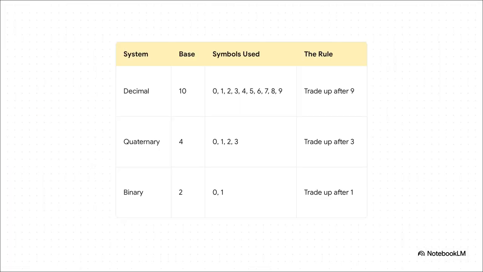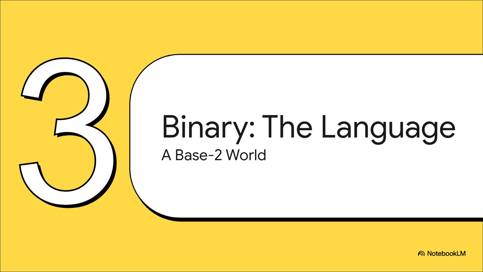And here is the really cool part. That trade-up rule, it's completely adaptable. It's the engine that makes any number system run. So if you only had 4 symbols to work with, your trade-up rule would just kick in after 3. And if you stripped it all the way down to the absolute bare minimum, just 2 symbols, you'd have to trade up after just 1. And that last one, that super simple idea of a system with just 2 symbols and a rule to trade up after 1, well, that is the foundation of the most important number system in the entire modern world.